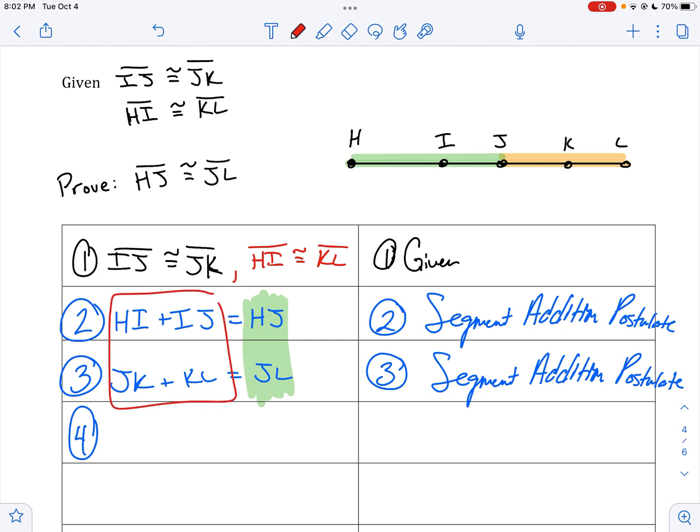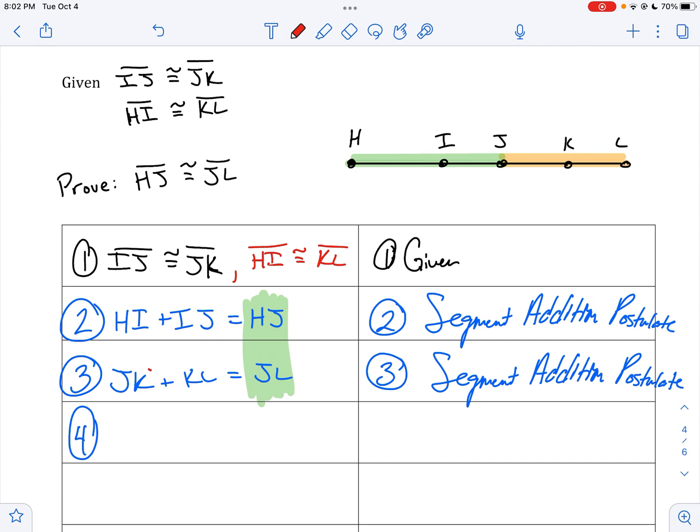So the rest of my proof is going to be dedicated to trying to make these two expressions exactly the same. And I'm going to substitute in some of my equal segments or congruent segments from the given into one of these equations. Now, it doesn't matter which one you change and which one you leave the same, but I would encourage just changing one. Just focus on one.